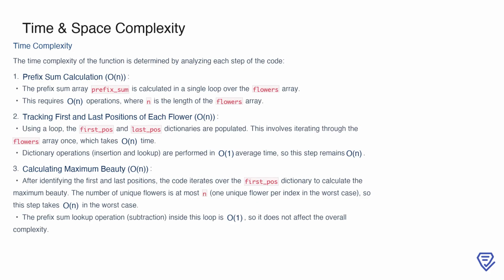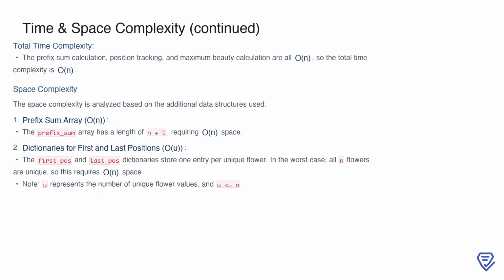Finally, we calculate the maximum beauty by iterating over the first_pos dictionary. Since the number of unique flowers can be at most n, this step also takes O(n) in the worst case. The prefix sum lookups during this step are constant time, so they don't affect the overall complexity. Combining these, each step contributes O(n), giving us an overall time complexity of O(n). Now that we've established each step operates in O(n) time, the total time complexity of the algorithm is O(n).